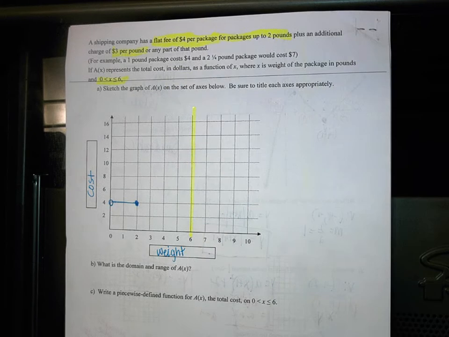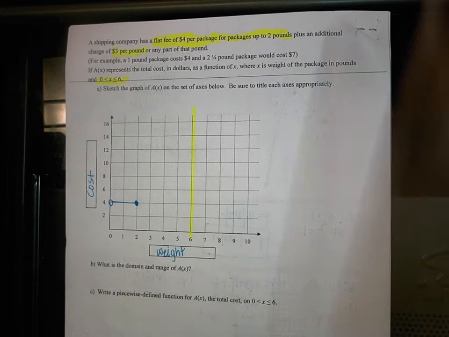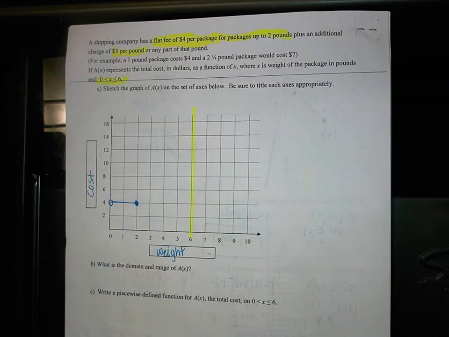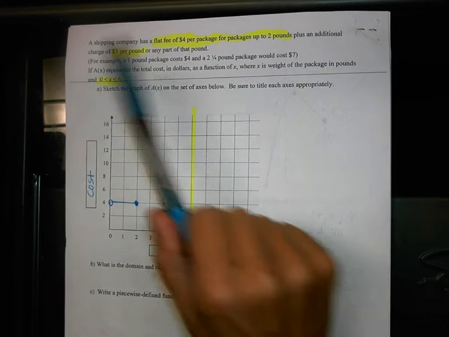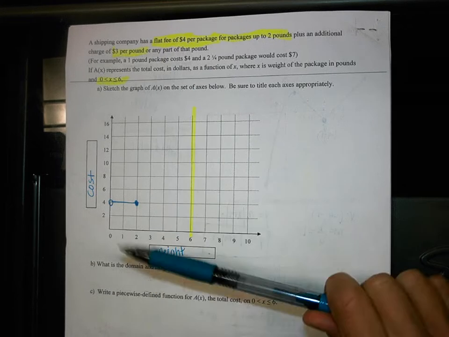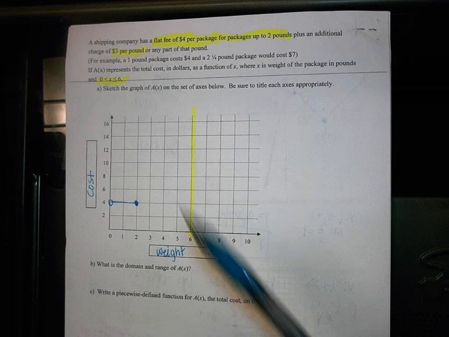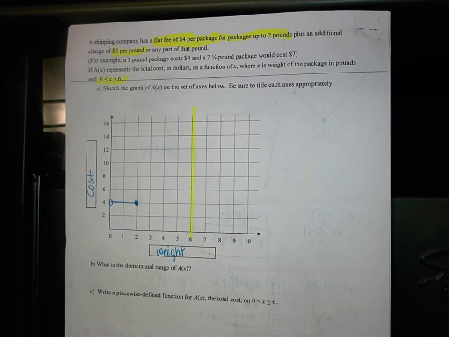Highlight it, because as you're doing some of these graphs, you're going to want to keep going, because there's going to be a pattern and you're like, oh, I get it, and I go and go and go, and then you graph something that's not supposed to be there. So it's always a good idea to highlight your restrictions. Then it says plus an additional $3 per pound for any part of that pound. So if it weighed 2.1 pounds, you have to pay how much money? $7. Does that make sense?